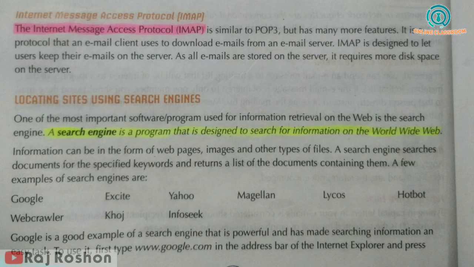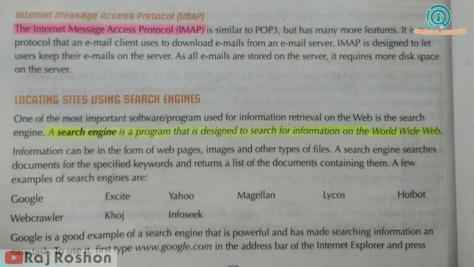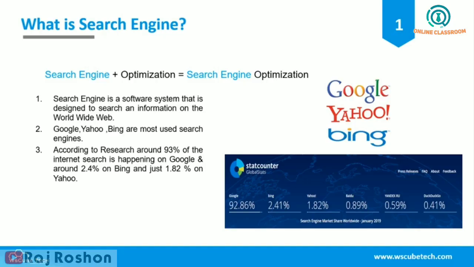Students, today we will continue our chapter 2, and today we will discuss search engines. A search engine is a program that is designed to search for information on the World Wide Web. So this is the definition of a search engine, and there are different types of search engines, as you can see on page number 36. You can go through it, and now we will understand with a video.